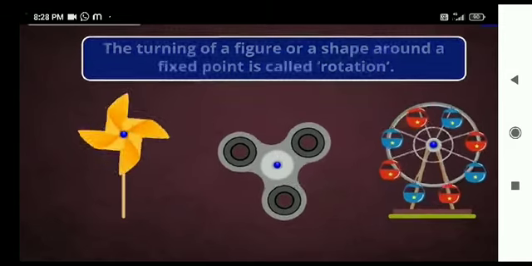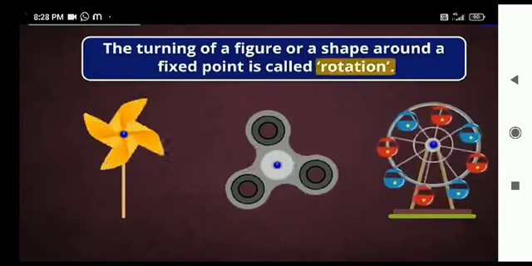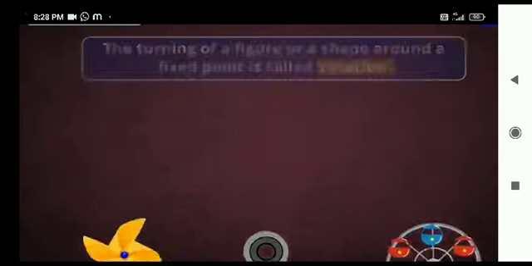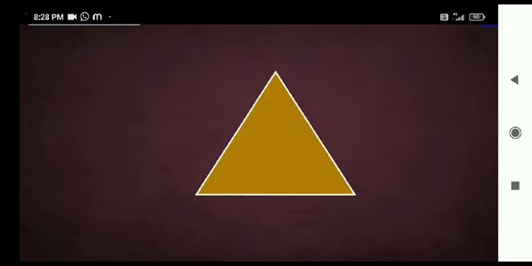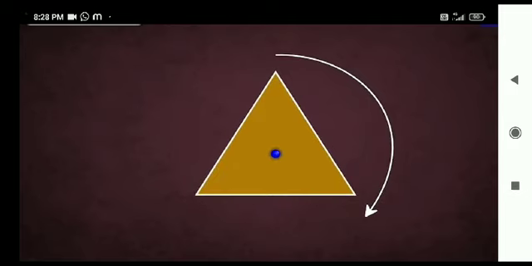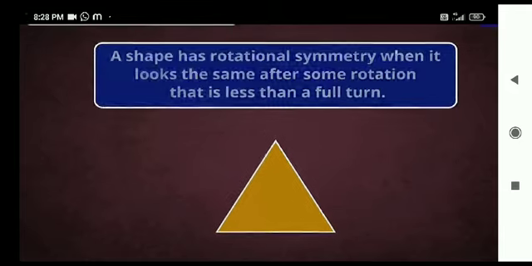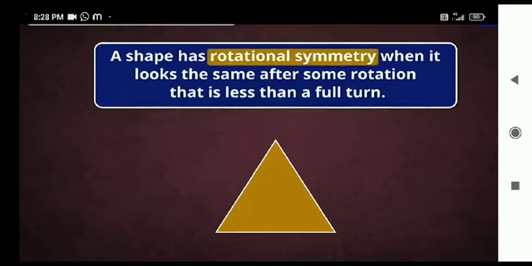This type of movement, in which a figure or a shape is turning around a fixed point, is called rotation. Now, let us carefully look at the rotation of this triangle. You will notice that after some rotation, the triangle appears to look as it did before being rotated. This is called rotational symmetry. A shape has rotational symmetry when it looks the same after some rotation that is less than a full turn.